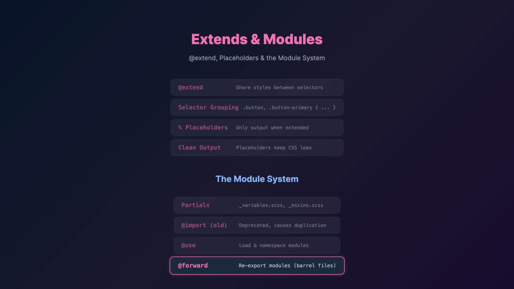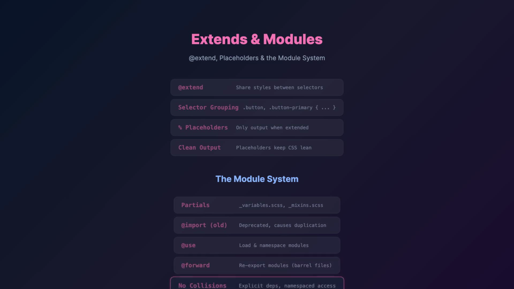@forward re-exports a module. It's how you create barrel files. Your main.scss file uses @forward to expose everything downstream. This prevents naming collisions and makes dependencies explicit.